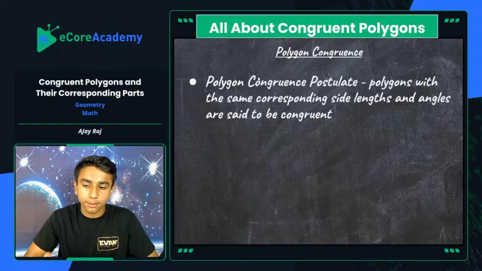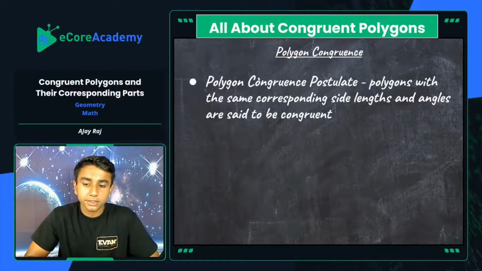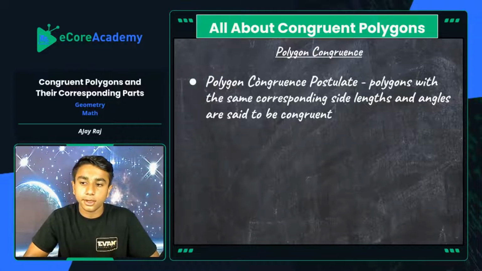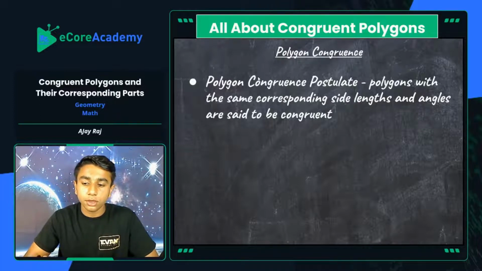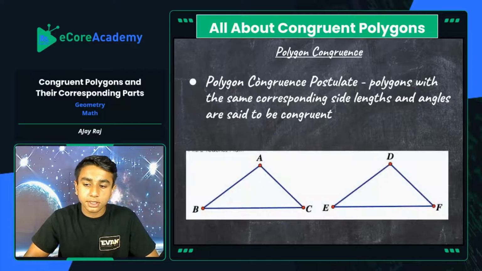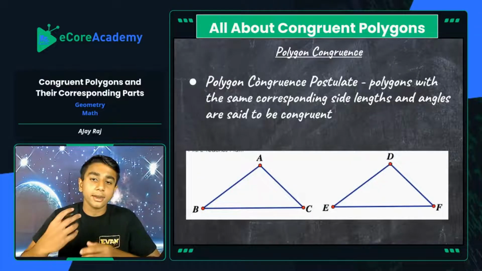So, the polygon congruence postulate. If you don't already know, a postulate is a form of a geometric law, and this is basically a formulation of a definition of congruent polygons. The polygon congruence postulate states that polygons with the same corresponding side lengths and angles are said to be congruent. What that's basically saying is it's a proof and a reasoning statement and a law that must be followed.